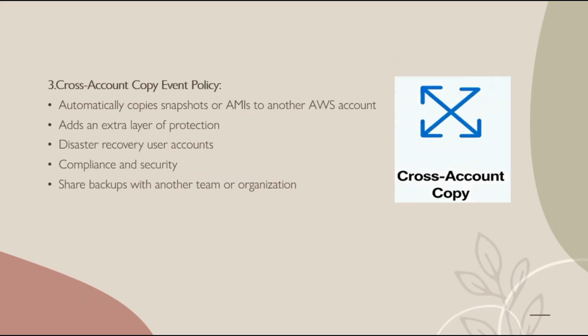And finally, the third type is the cross-account copy event policy. Cross-account copy event policy means it will automatically create a copy of the snapshots or the AMI in another AWS account. So it's like adding an extra layer of protection to keep the backup data safe. And it can also be shared with another team or organization. So during a disaster, if any disaster happens, I can recover the data from the other AWS account.